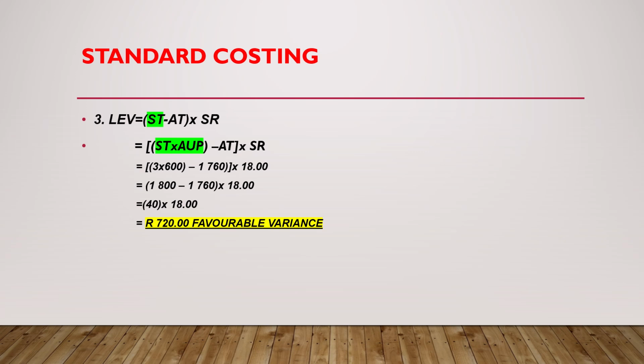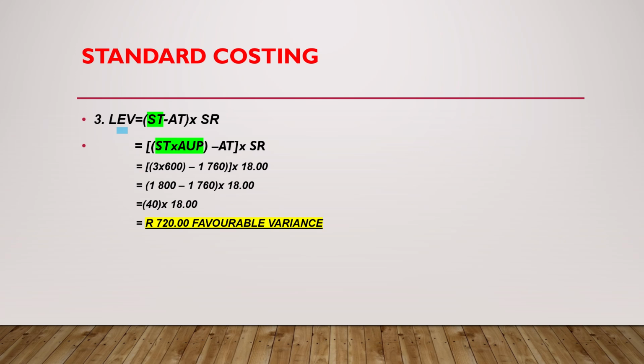The next slide, we are going to calculate labor efficiency variance. Remember, we said efficiency is about time. So our focus is time, and we are going to compare standard time and actual time. Okay, this is the formula: standard time minus actual time times standard rate. Remember we said when we calculate labor efficiency, that means time, we have to extend this formula.